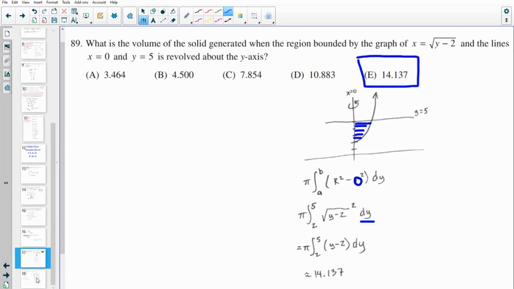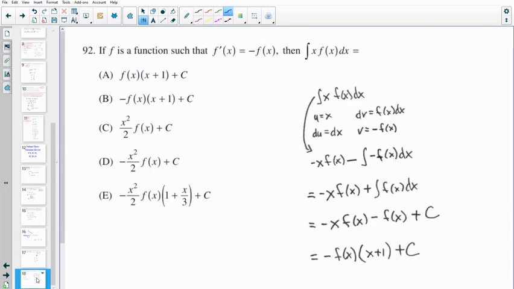14.137. And then the last question from this whole section was the one that was asked also the most often. And it's also the very last question from the entire multiple choice section.